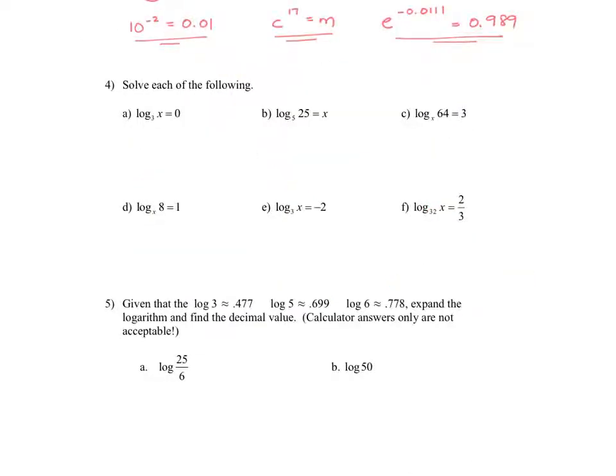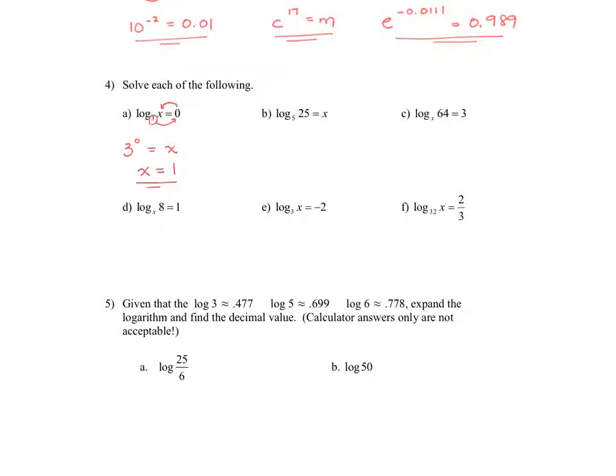Why do we care about being able to do this? Because if we can write logarithmic equations in exponential form, it allows us to solve for the variable. So if I rewrite the following in exponential form, then 3 to the power of 0 equals x. So 3 to the 0 power equals x, and anything to the power of 0 is 1.